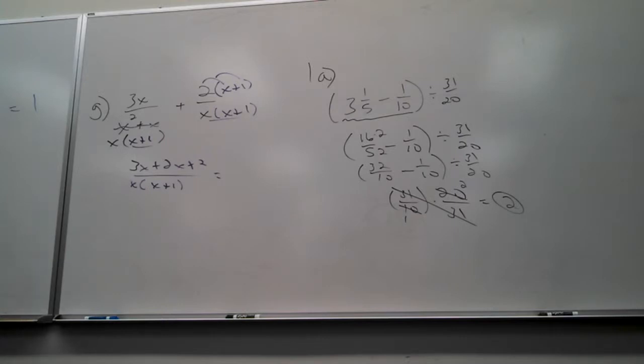So, I mean, really, watch this. Can you add these? Can you add these? No, please don't. You can't, because they are not like terms. So when you add or subtract, you must have like terms. Like denominators is just a type of like terms. Can you do this? Of course you can. What do you get?